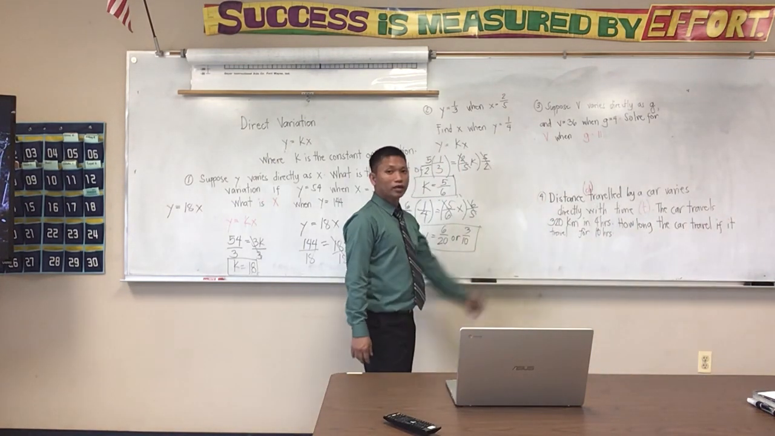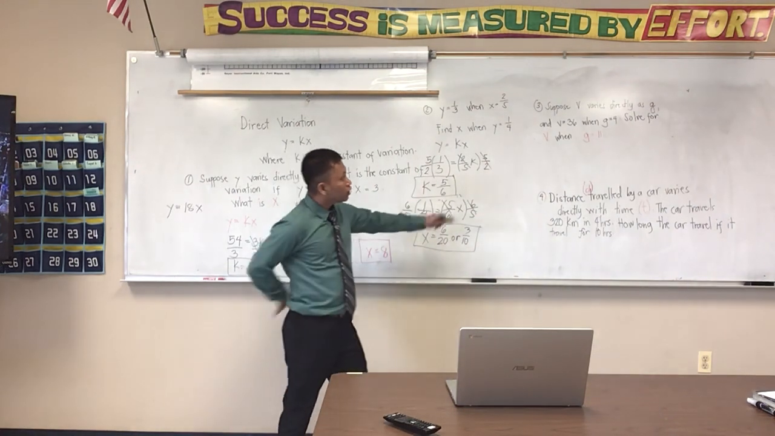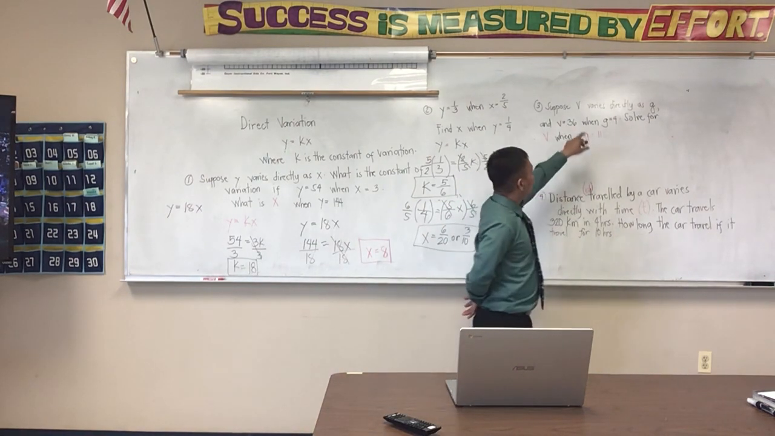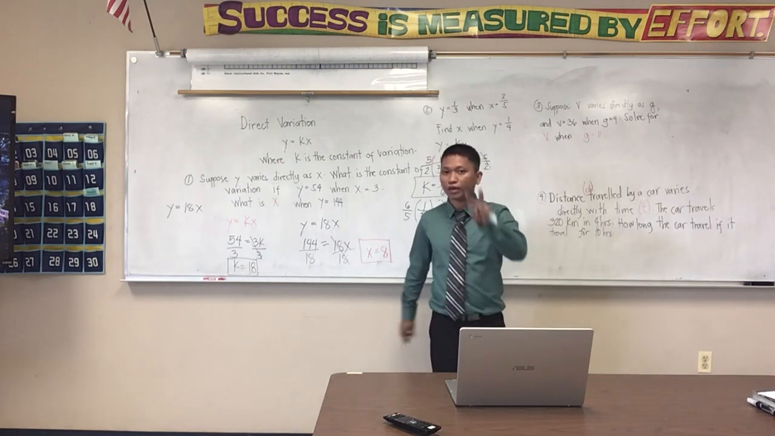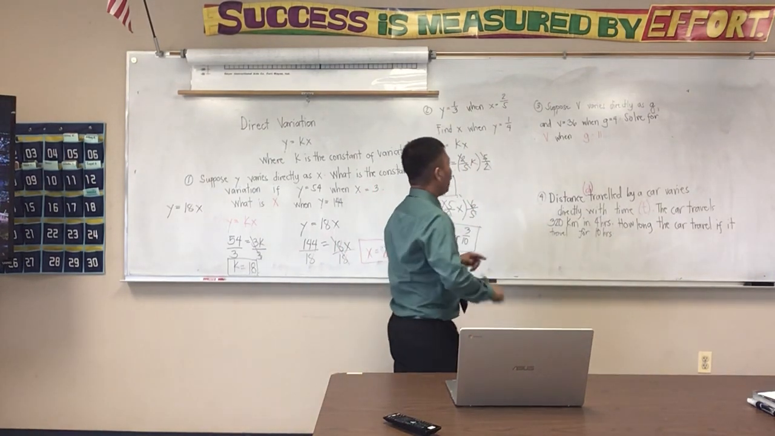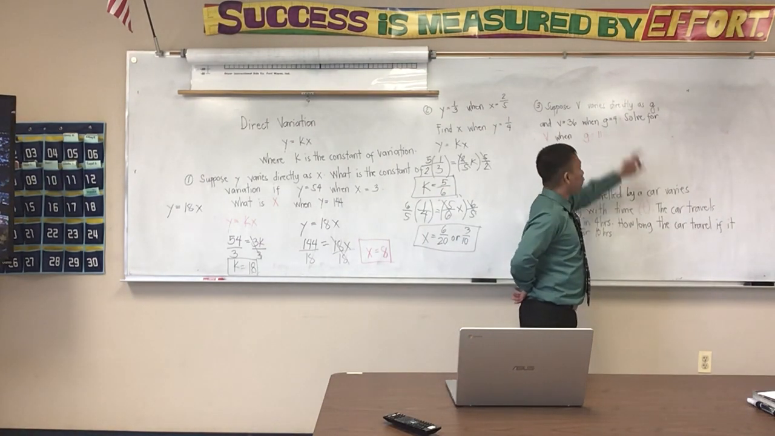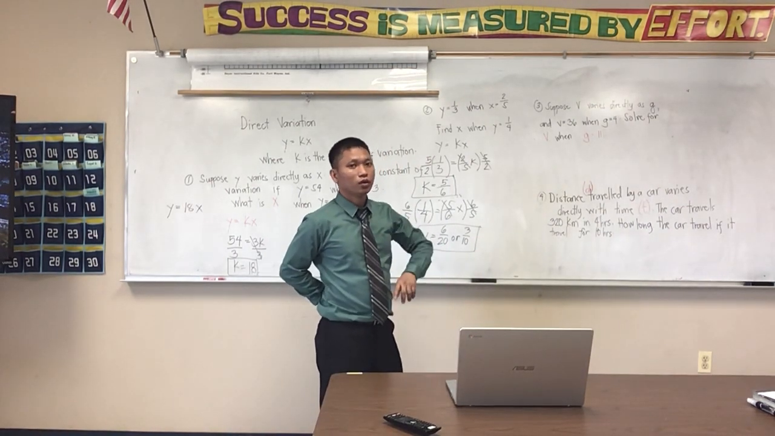Okay, let's have another example here. So we have here number 3. Suppose we have the variable v varies directly as g. We have two variables here, v and g. And v is equal to 36 when g is equal to 4. Solve for v when g is equal to 11.